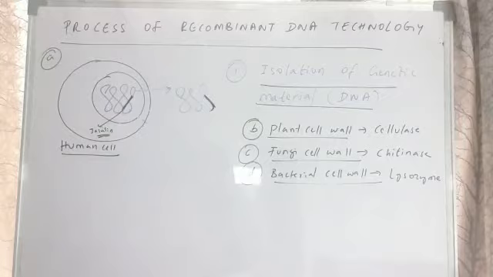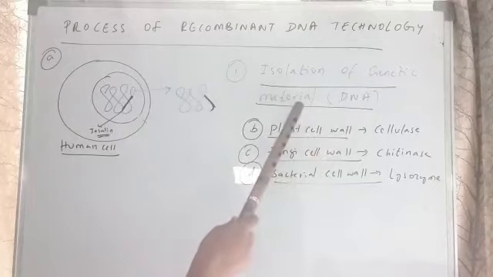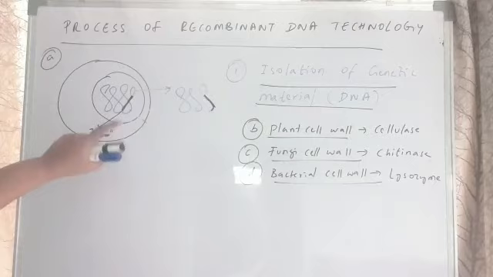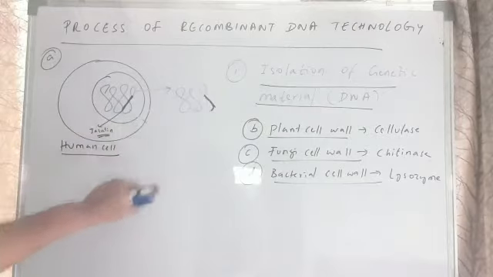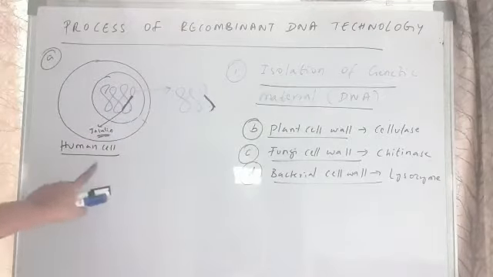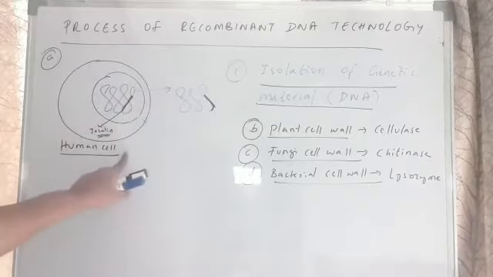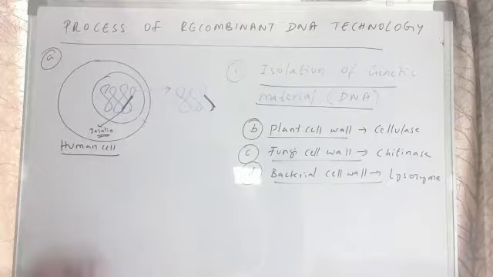In this class, we will start with the process of recombinant DNA technology. And in that, the first step is isolation of genetic material. That means we have to break the cell and isolate the genetic material. Now here I have selected a human cell. Since human cells, even animal cells, do not have a cell wall, what kind of process do we usually employ to isolate the genetic material?